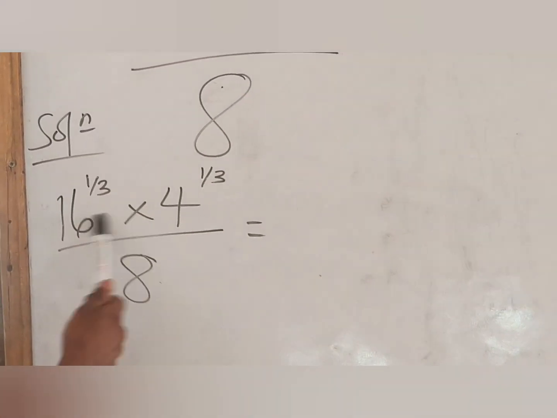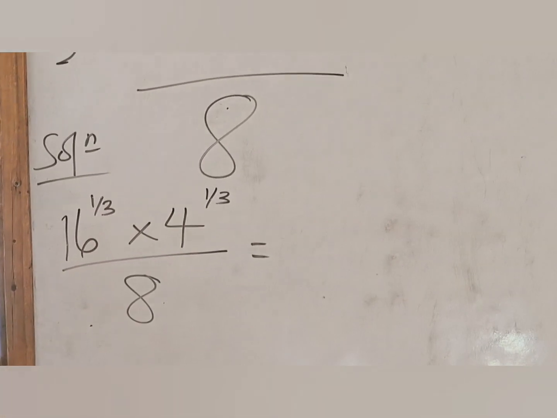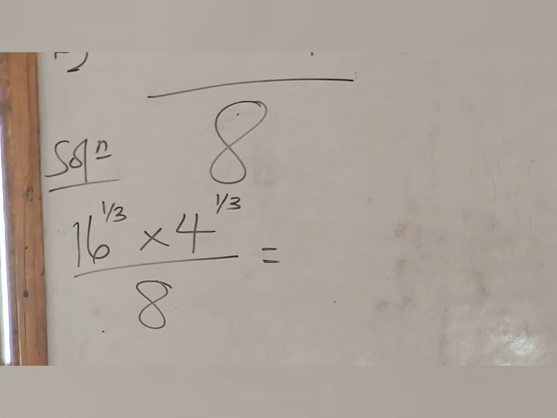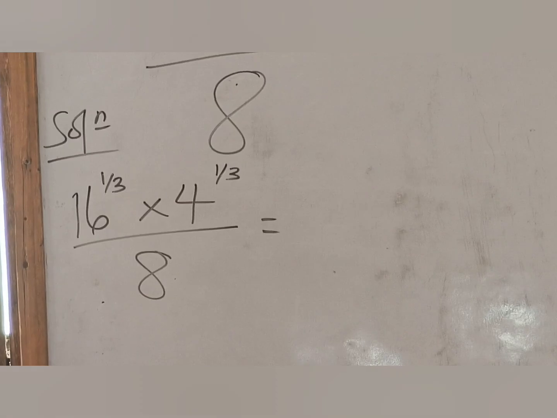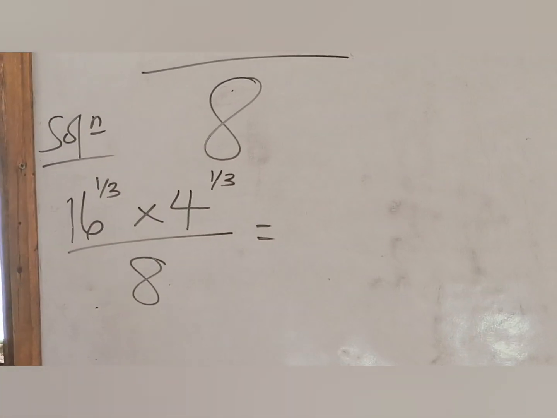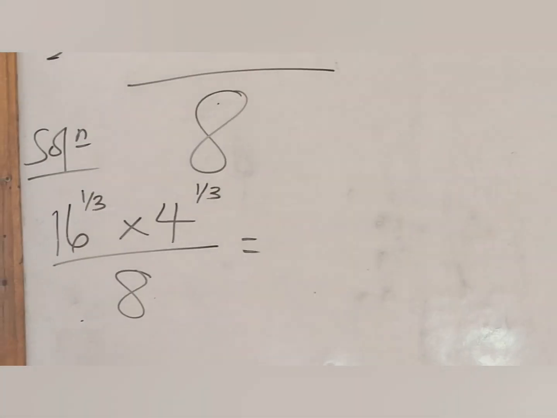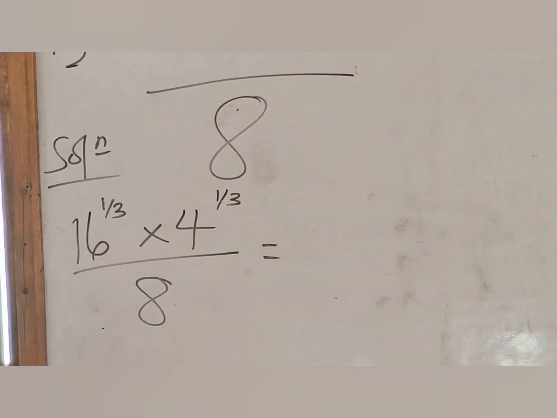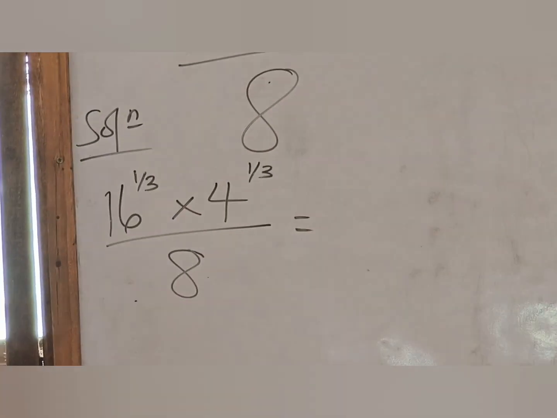You can change each of them into indices form. And when you are changing, do it in such a way that you can have some common values running through them so that you can easily simplify out. Are you all here? Yes.